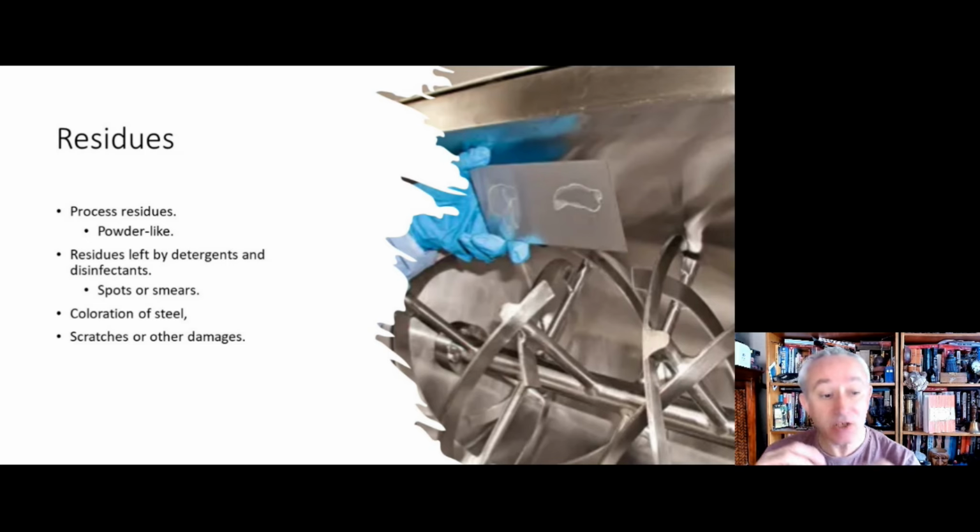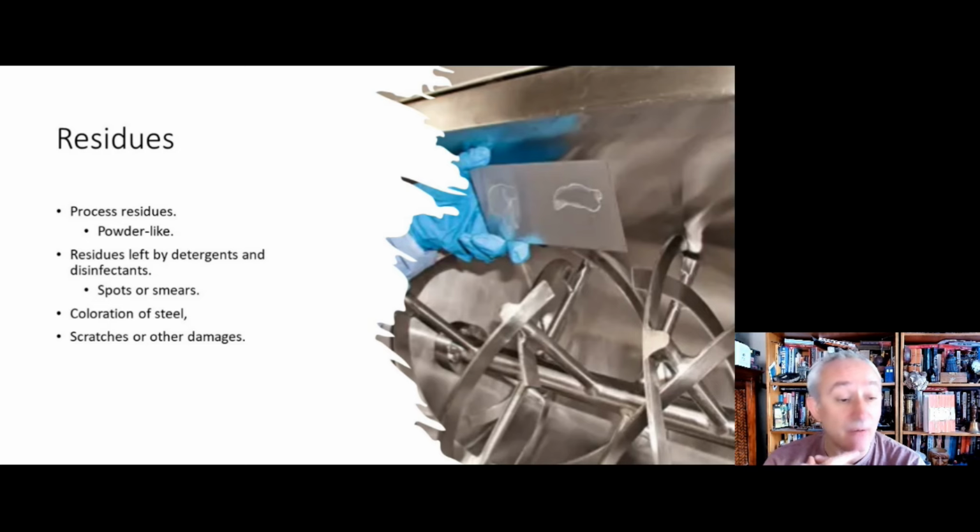It means that we're looking for absence of residues, and by residues we're talking about process residues, which are often powder-like substances. So if we're using a proteinaceous product, then you'll see bits of dried protein, or little powdery specks, things like that, where we need to see none of that at all.